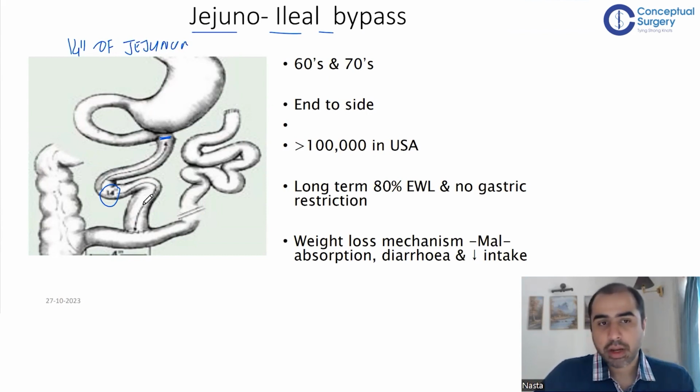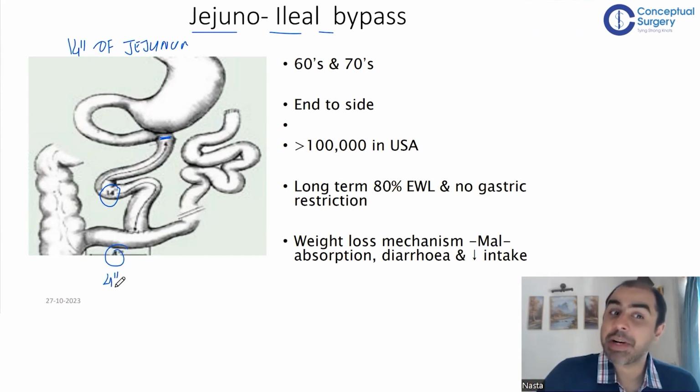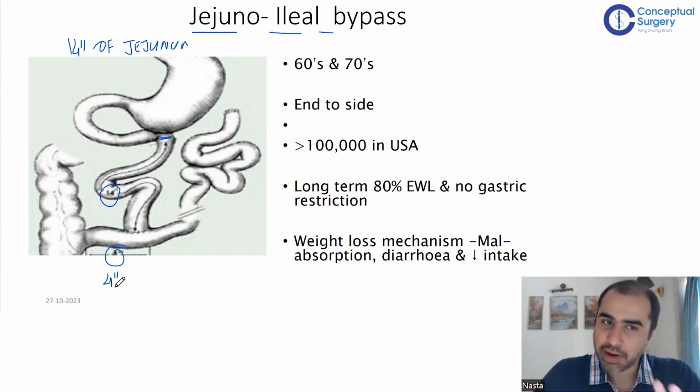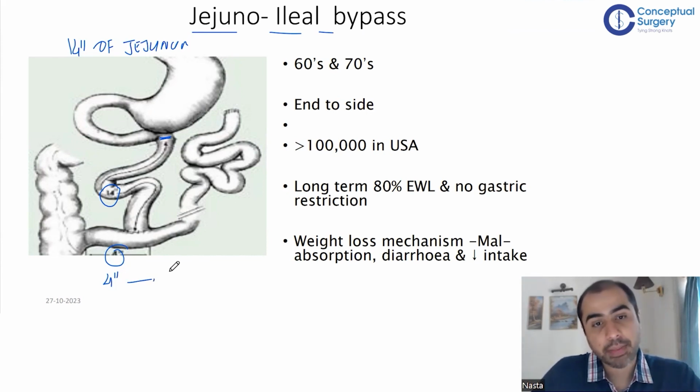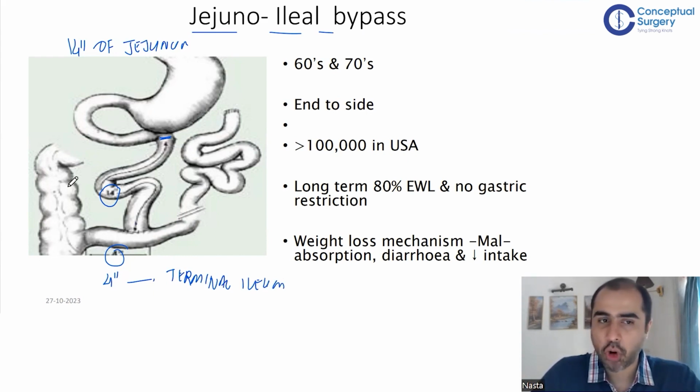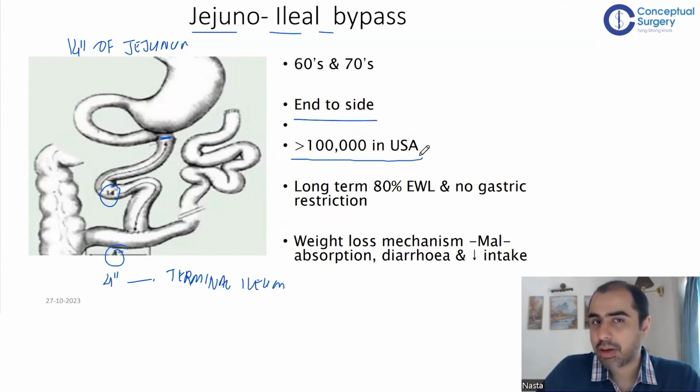was joined to the terminal ileum of just 4 inches. 4 inches is 10 centimeters. So maybe 45-50 centimeters of absorptive bowel. What was their premise? Yes, we are keeping the terminal ileum intact. So they are happy. That's all they did. So instead of joining it to the colon, they joined it to the terminal ileum, end to side. Over a lakh of these procedures were done in America alone at that time.